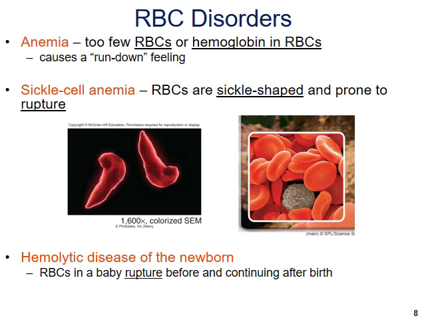With hemolytic disease of the newborn, it's kind of a mouthful for a name, but what's going on is that red blood cells in the baby are going to be rupturing before birth and continuing after birth. So sometimes this can even lead to a miscarriage if not treated. So we'll talk about this more at the end, but what's going on is a mismatch between the mom's blood type and the baby's blood type.